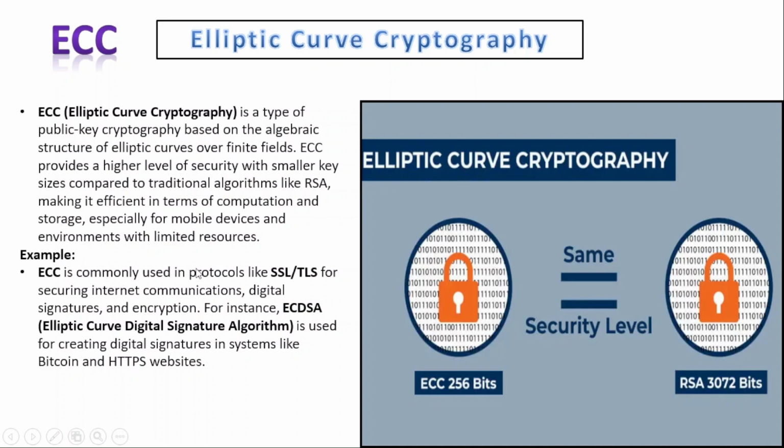Example: ECC is commonly used in protocols like SSL/TLS for securing internet communications, digital signatures, and encryption. For instance, ECDSA, that is elliptic curve digital signature algorithm, is used for creating digital signatures in systems like Bitcoin and HTTPS websites.